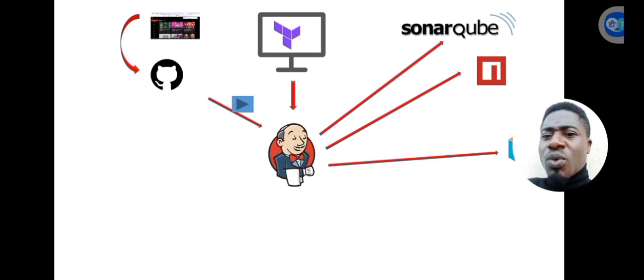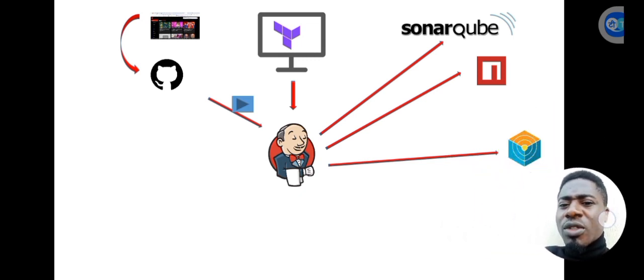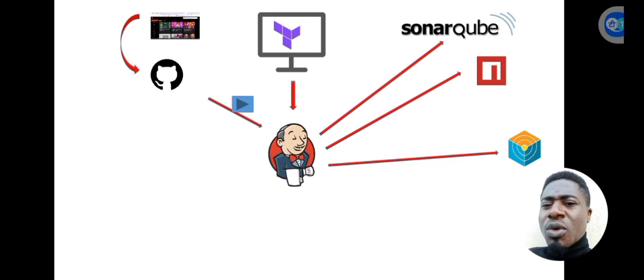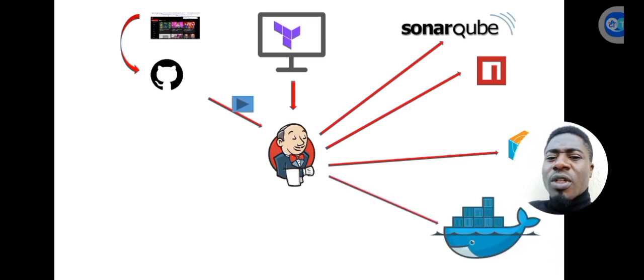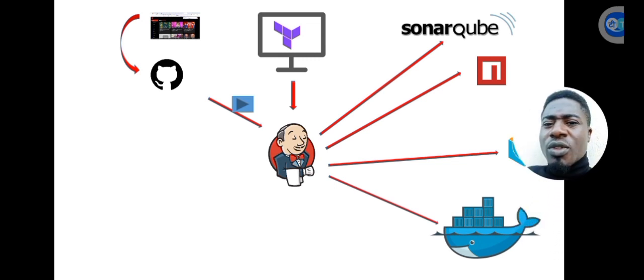After which, there will be a scan of our file system. We're going to be using Trivy. We're going to do a file system scan of our code. After which, the code will be built into a Docker image, and then that image will be uploaded to Docker Hub.